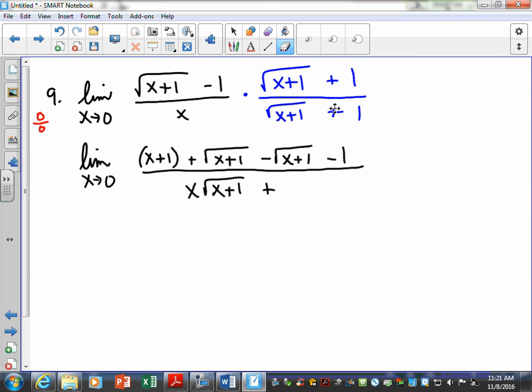Or actually, instead of FOILing it out to get that x there, let's just show multiplication in the denominator. Let's just show that we multiplied this term by this term, because we're hoping something cancels eventually, and that's going to make it easier for us to see if something cancels. What simplifies in the numerator? This term and this term, right?